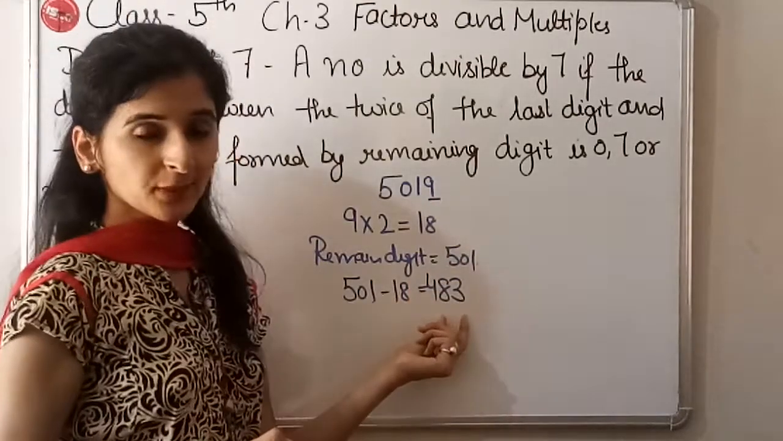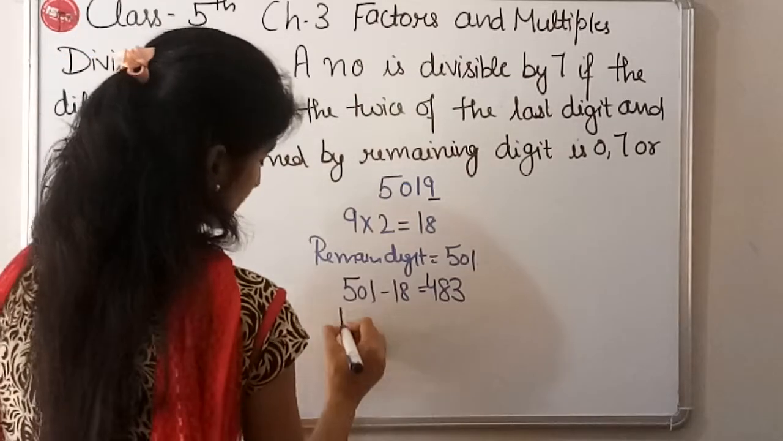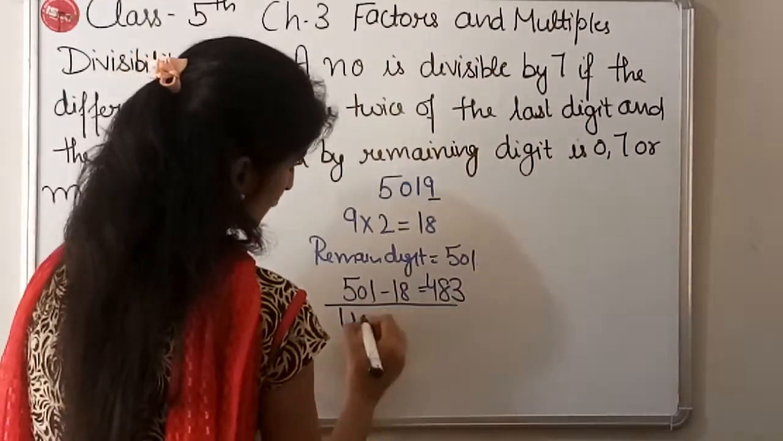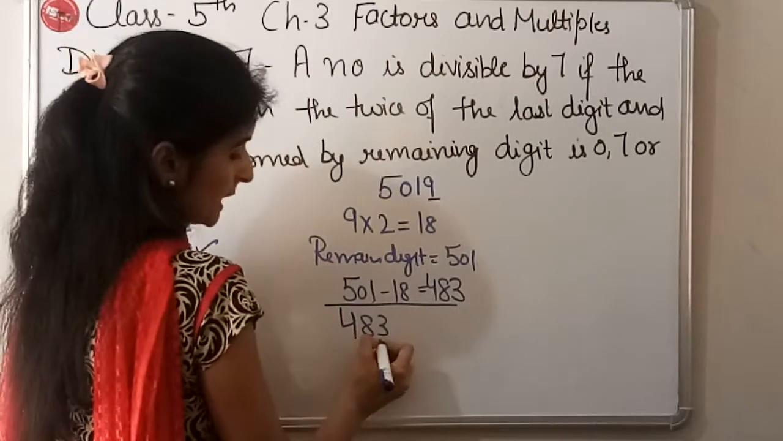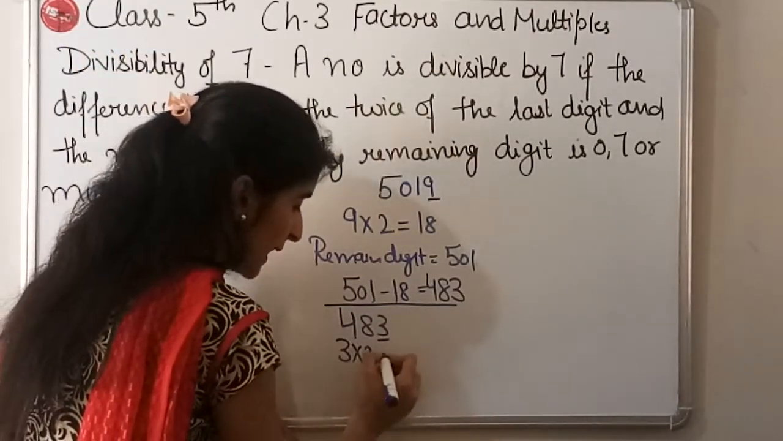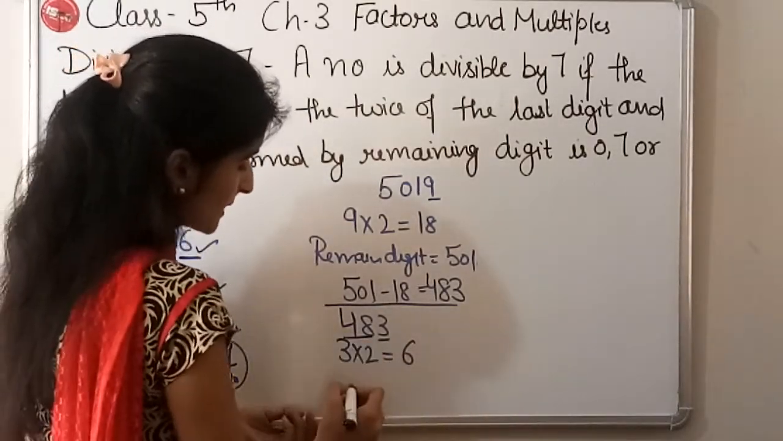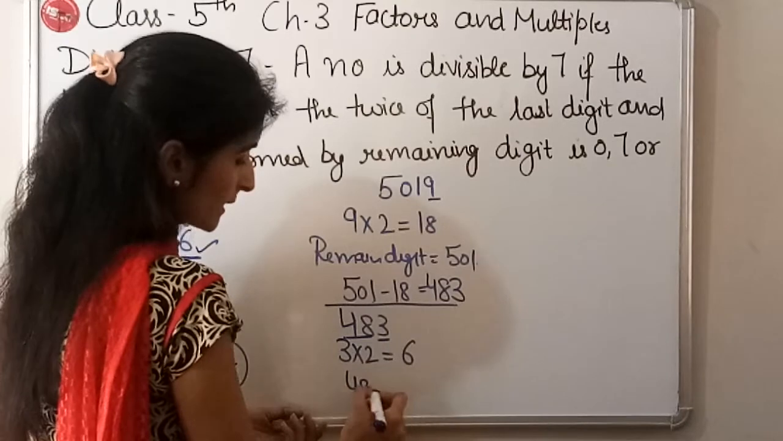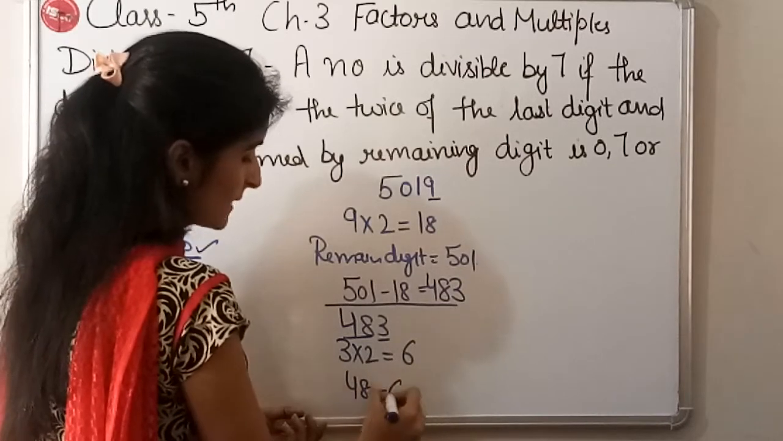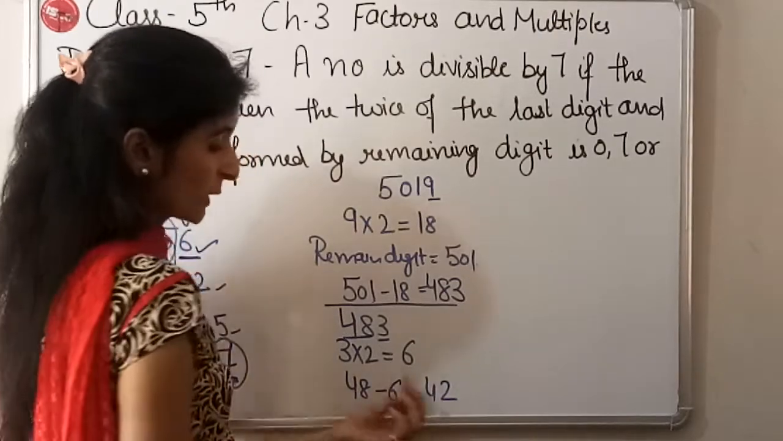Now we have got this 483. So again we will repeat these steps. So now I have taken this 483. The last digit here is 3, so we will multiply this 3 by 2. 3 2s are 6. Now the remaining digits are 48. So 48 minus 6. 8 minus 6 is 2. 48 minus 6 is 42.